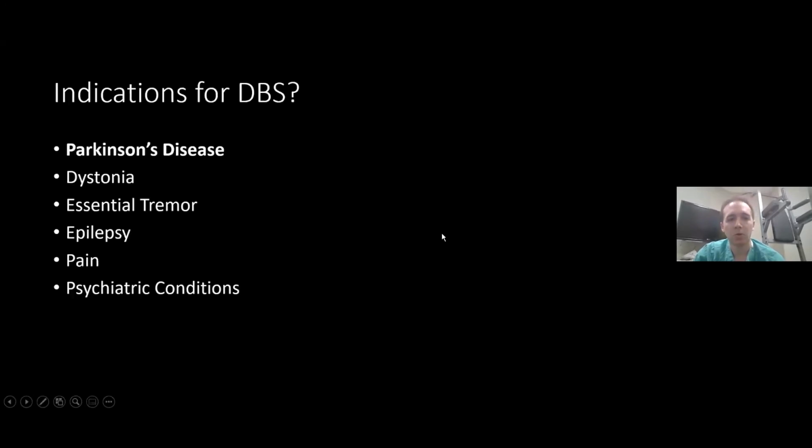So what is DBS for? The big elephant in the DBS room is Parkinson's disease. That's what it's been big in for years. It's still probably the largest indication. It's what we implant most patients for here. But it also has these other indications, which we do less frequently, but it also has benefits for dystonia, tremor, and epilepsy. We'll talk about that as well, as that's an evolving topic. And then there are these other smaller areas like pain and various psychiatric conditions like Tourette's and depression that some people use it for, where the results are a little more mixed.